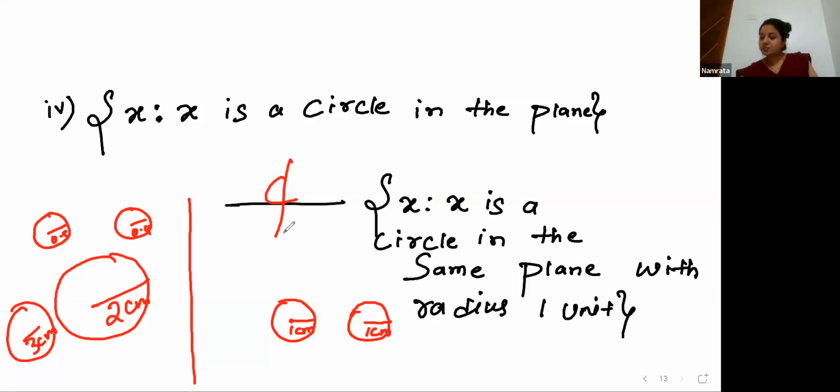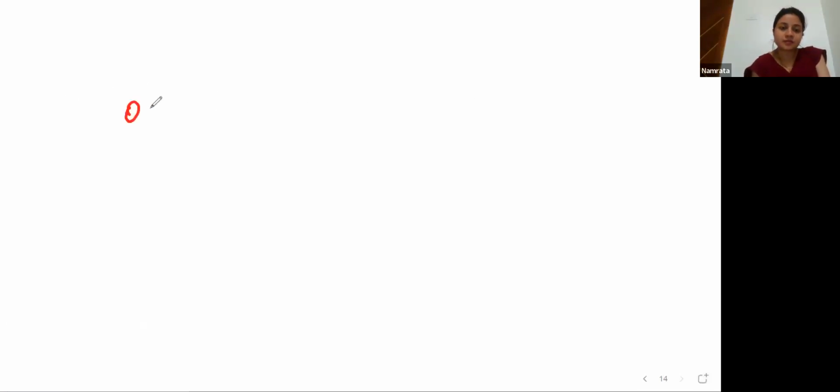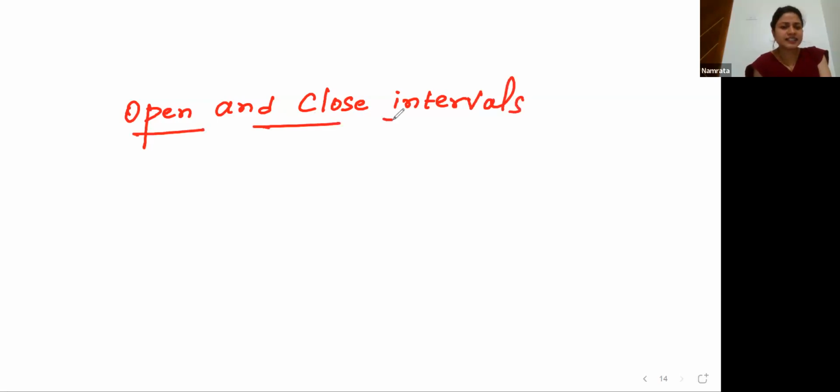Okay, let's move to another part: intervals. We have discussed subsets, and I hope you have understood them. Now we will be discussing open interval and closed interval. What exactly is the meaning of open interval and closed interval? Let's focus on the open interval.